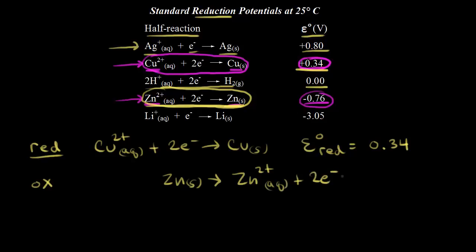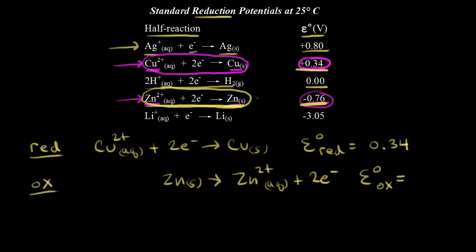So remember, loss of electrons is oxidation. So now this is an oxidation half reaction. So we need to find the standard oxidation potential for this half reaction. And we can do that by looking at our table here. So negative 0.76 is the standard reduction potential.